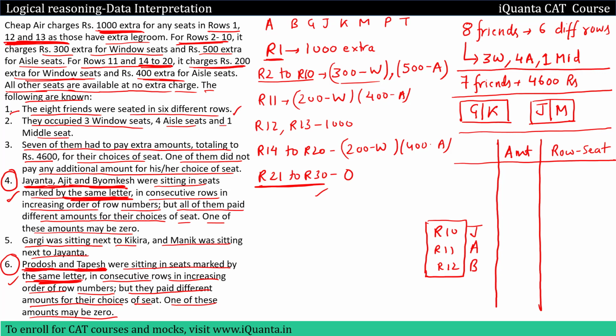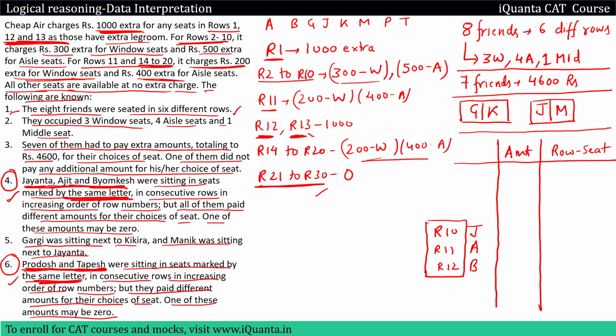If I take one seat from row 11, then the next two should be from row 12 and row 13. But row 12, row 13 have the same rules for fares. If I take one seat from row 12 for Jayant, then the next two rows will be 13 and 14. But row 12 and row 13 again have the same fare rules. Then row 13 and row 14, if Jayant is in row 13, A and B, Ajay, Byomkesh, they will be in row 14 and 15. But row 14, 15 have the same rules for fares.